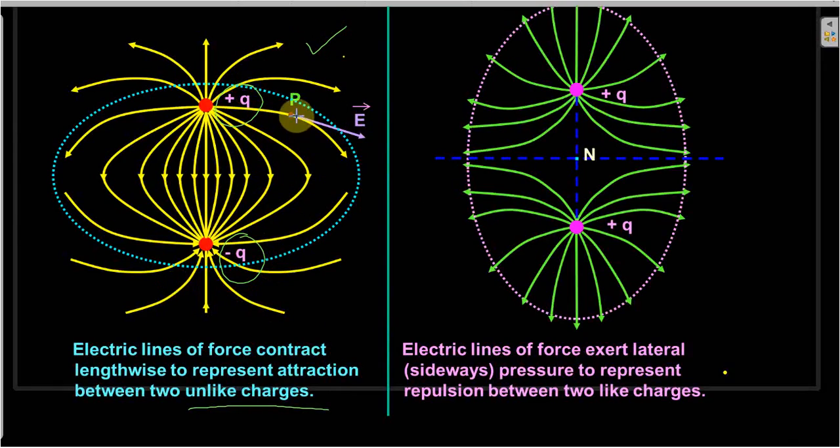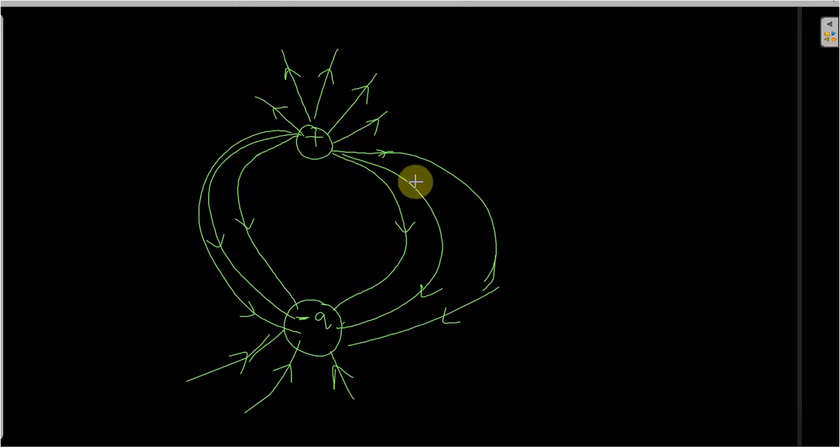And here at point P, you will see one tangent is there. So if you want to find the direction of the electric field line at a particular point, suppose we want to find the electric field direction at this point, what will we do? You will draw a tangent. This tangent will give the direction of the electric field line. Okay, so this is the positive and negative charge interaction.